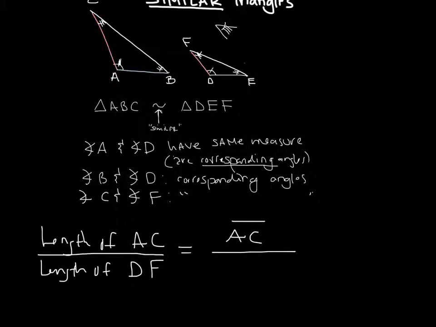And the length of DF is this guy. So I should actually maybe do it in pink here. The length of DF, right? Those are corresponding sides. Now, corresponding angles have the same measure, but corresponding sides are not necessarily equal, right? Because this guy is definitely smaller than this guy.